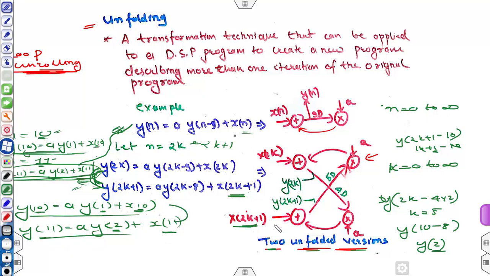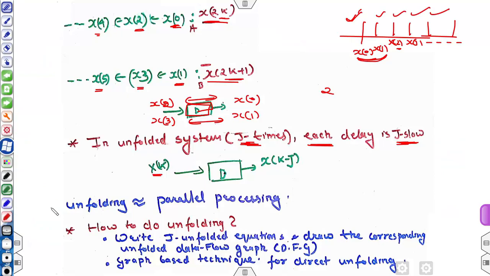Okay, so hence this circuit is representing these two equations, verified. So based on this discussion, unfolding can be loosely related to parallel processing. Not exactly parallel processing, but a kind of parallel processing.